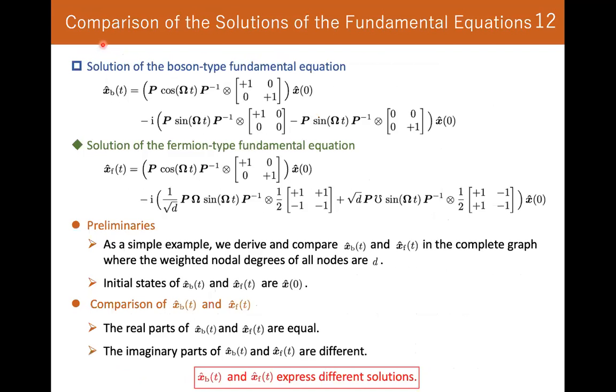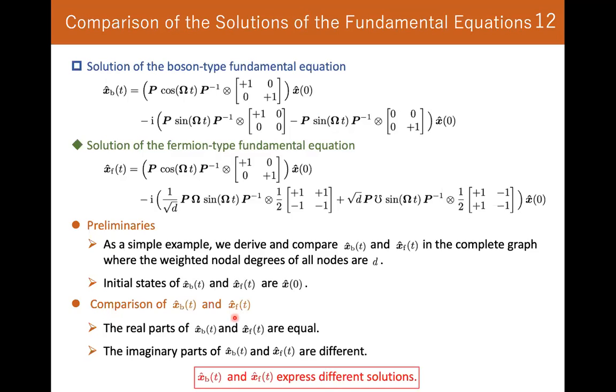Next, I'd like to compare the solutions derived from two types of fundamental equations. The solution of the Boson-type fundamental equation is this formula. The solution of the Fermion-type fundamental equation is this formula. Before comparing solutions, I will indicate preliminaries. As a simple example, we derive and compare x hat bt and x hat ft in the complete graph where the weighted nodal degrees of all nodes are d. Furthermore, initial states of x hat bt and x hat ft are x hat 0. Based on this, I will compare x hat bt and x hat ft.